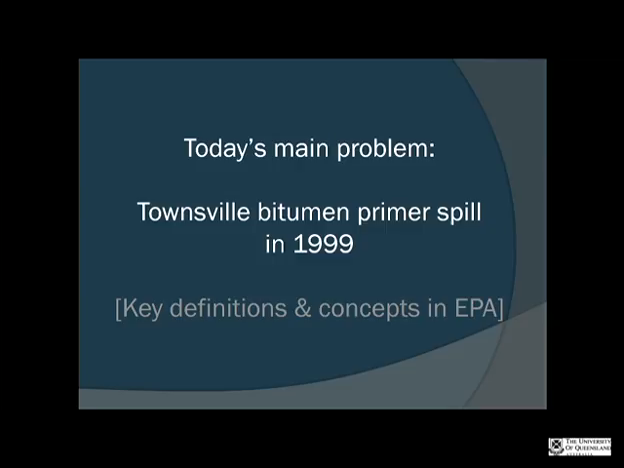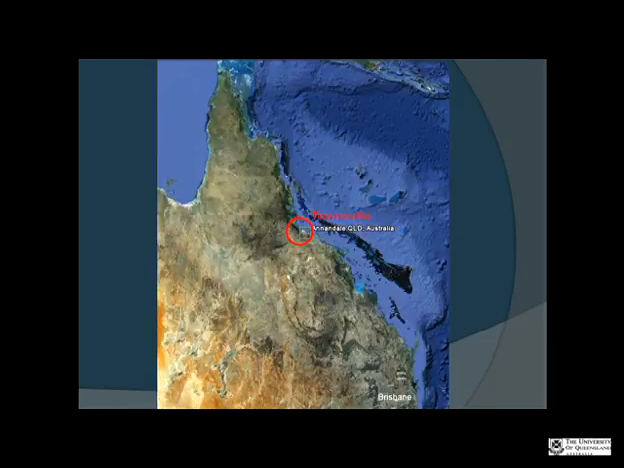They decided to lay the bitumen when they knew rain was coming. Happens all the time. But unfortunately, if you do that, then the bitumen runs off the road before it's had time to set. And in this case, it had headed for the nearby creek. So here's the Townsville bitumen primer spill.